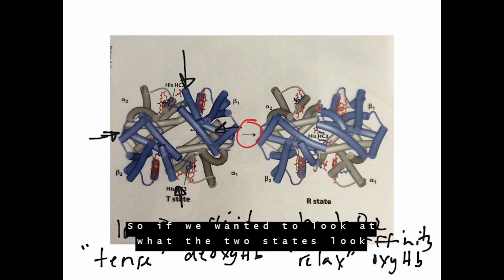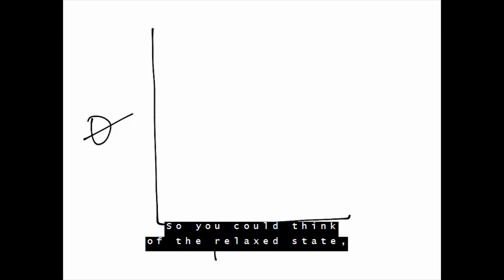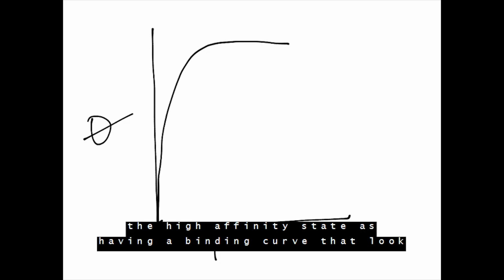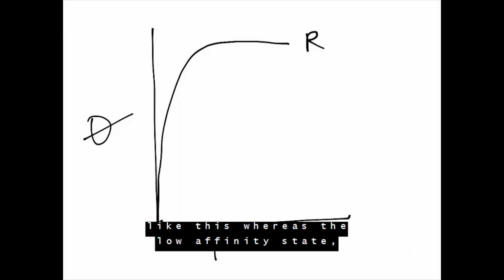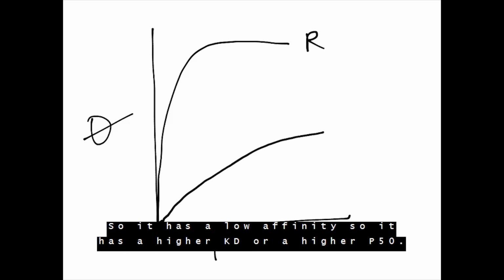So if we wanted to look at what the two states looked like in terms of binding curves, we could represent that. So here's our oxygen saturation, here's the pressure of O2. So you could think of the relaxed state, the high affinity state, as having a binding curve that looked like this, whereas the low affinity state, the T state, has a binding curve that looks more like this. So it has a low affinity, so it has a higher KD or a higher P50.